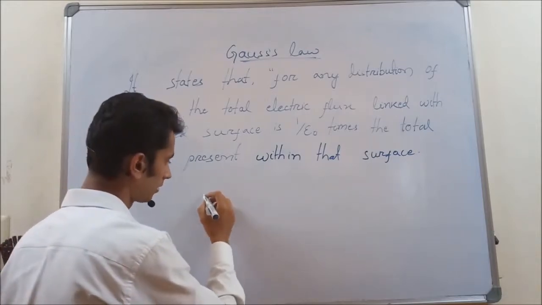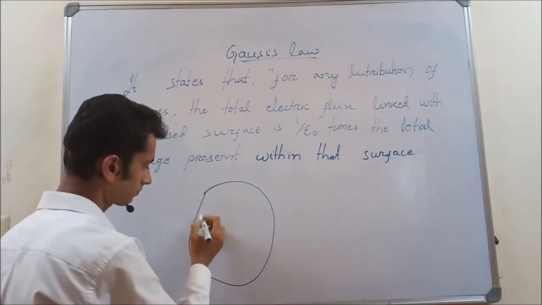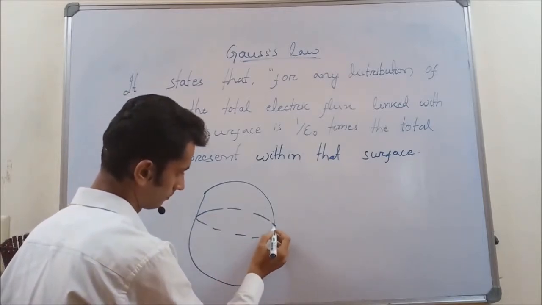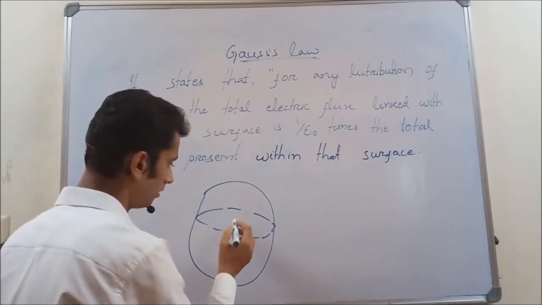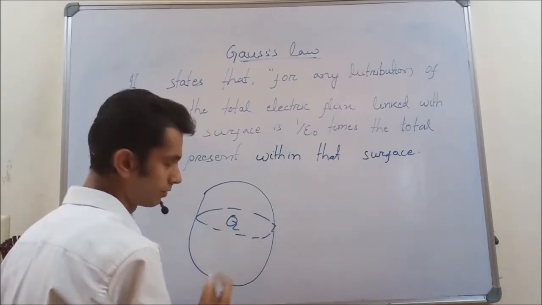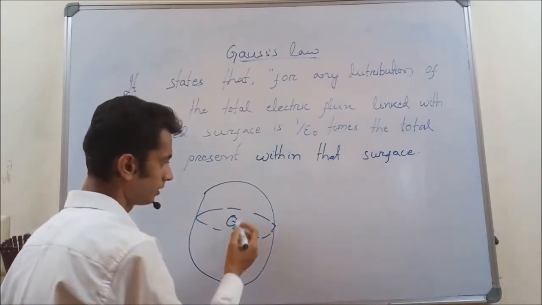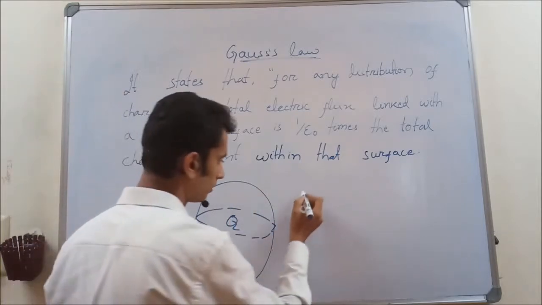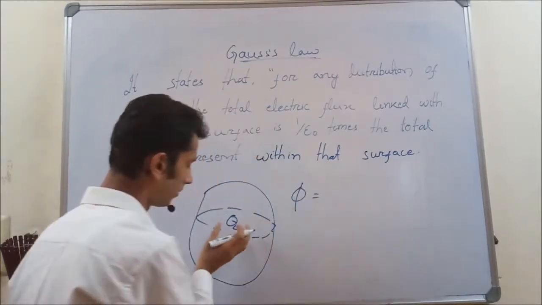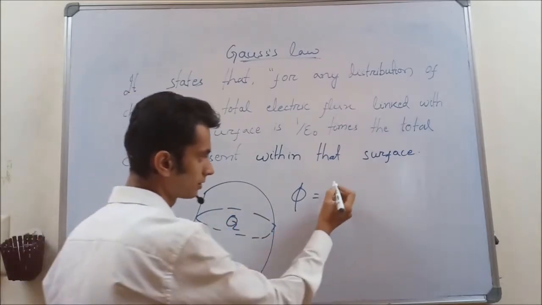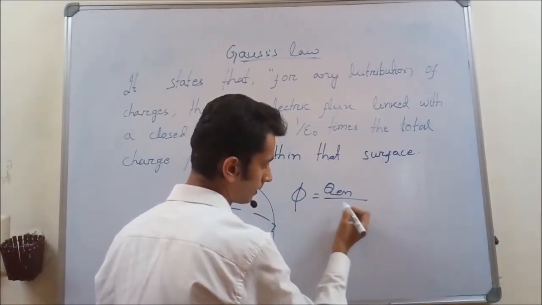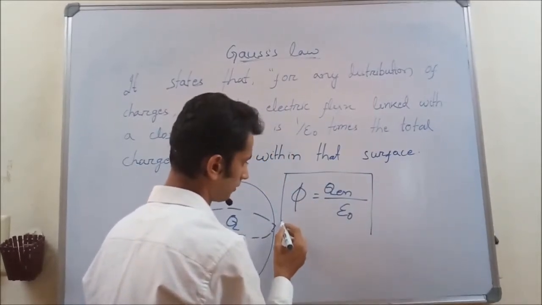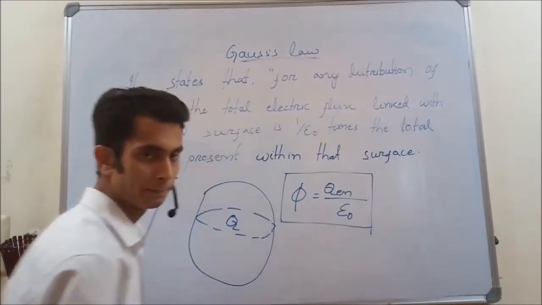So it means if we take a closed 3D surface and place an amount of charge Q inside the closed surface, then the total electric flux of the closed surface will be phi is equal to the total amount of charge present inside the closed surface, Q enclosed, by epsilon 0. So according to Gauss law, phi is equal to Q enclosed by epsilon 0.